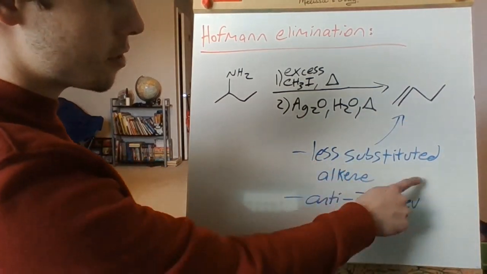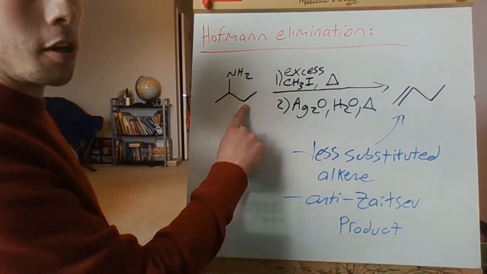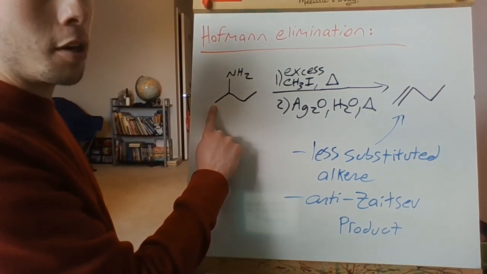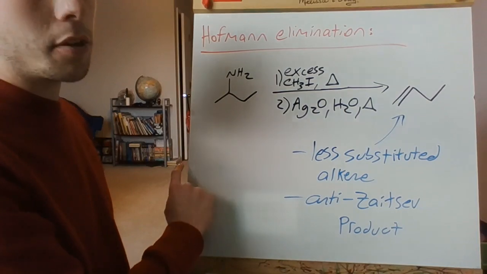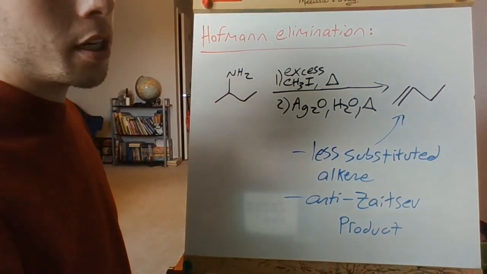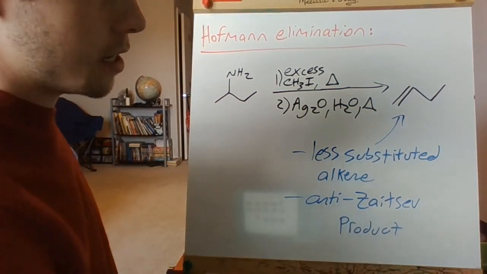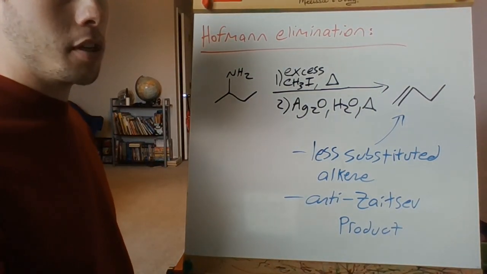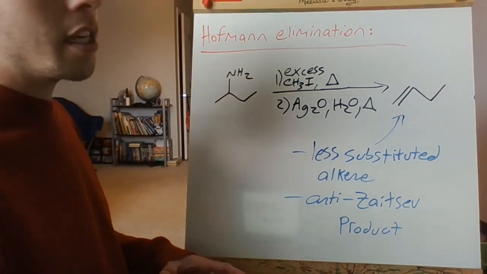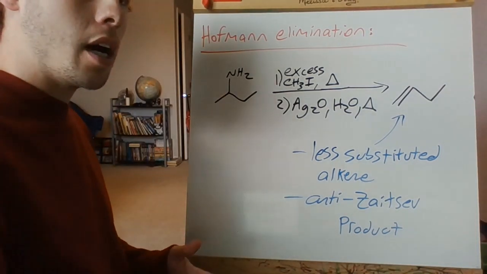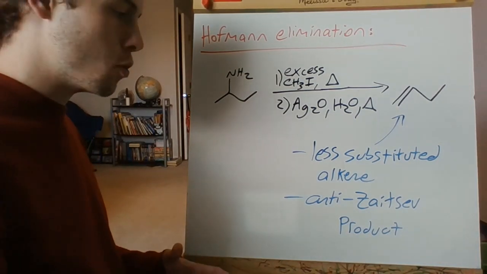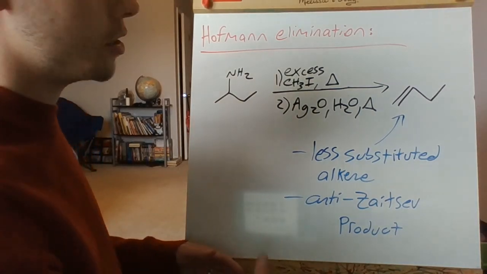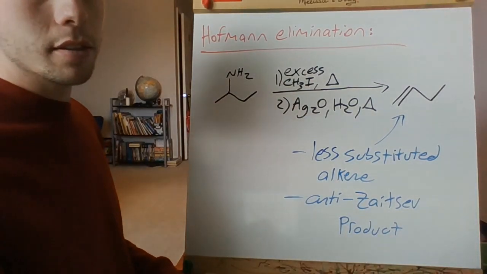Notice we make the less substituted alkene. We could pull a proton off of here, which would make the disubstituted alkene, or we could pull a proton off of here, giving us the monosubstituted alkene. We get this as our major product, and so we call this the anti-Zaitsev product. I've talked about this a lot during the semester. I've just never given it a name. And so the idea that we want to make the more stable alkene is called Zaitsev's rule, which I'll talk about in just a second. And when we make the less substituted alkene, we call it the anti-Zaitsev product.